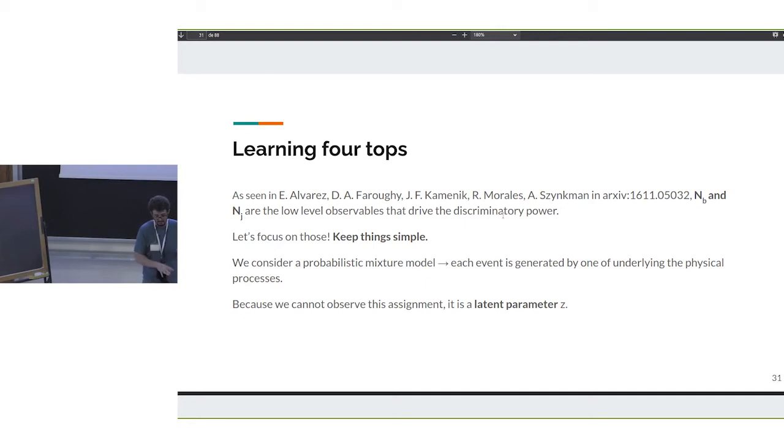We'll keep things simple. And we will use a probabilistic mixture model in which we have one class generating each measured event. And we will try to learn this assignment because we don't observe it. If we had, then we could do everything. We will try to learn this assignment and model it as a latent parameter C. See it? Yeah, so far so good.